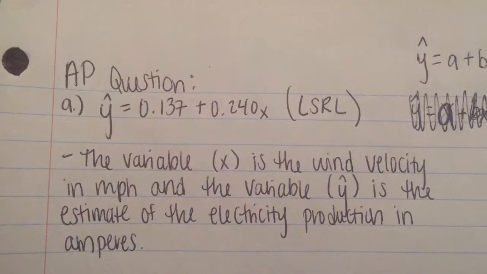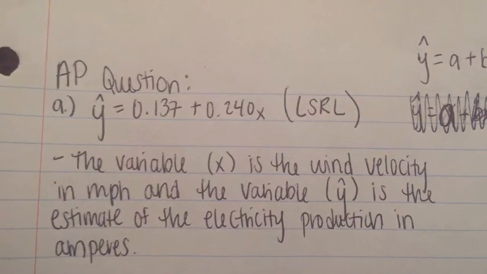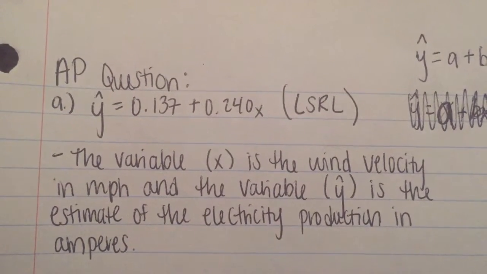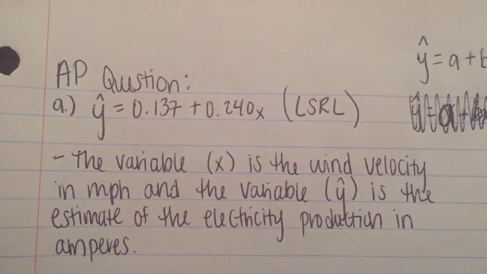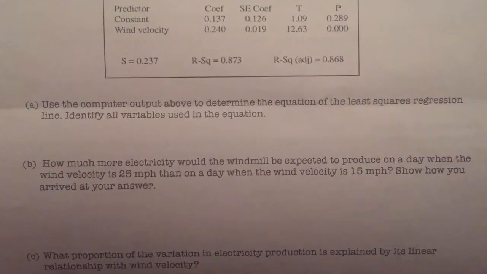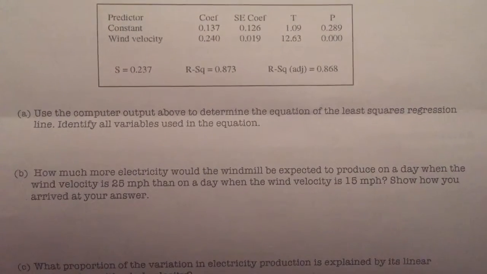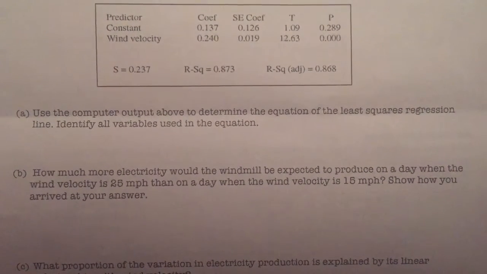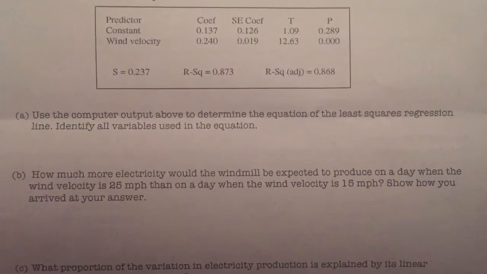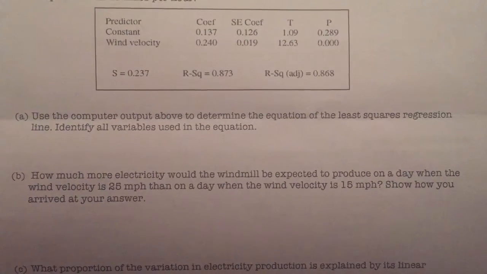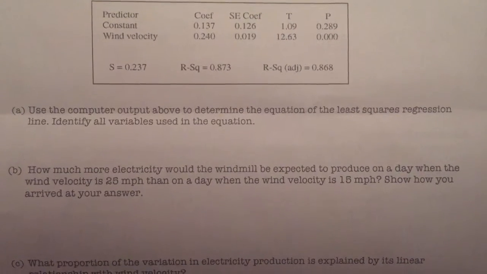The variable x is the wind velocity in miles per hour, and the variable y hat is the estimate of the electricity production in amperes. B. How much more electricity will the windmill be expected to produce on a day when the wind velocity is 25 miles per hour than on a day when the wind velocity is 15 miles per hour? Show how you arrived at your answer.